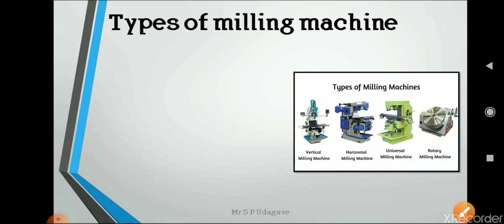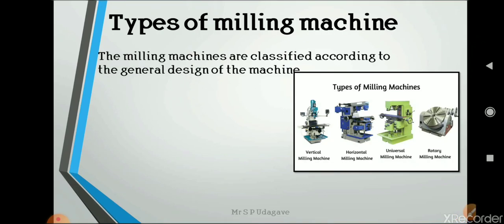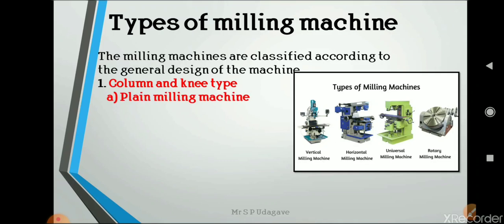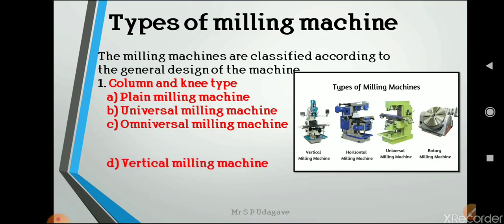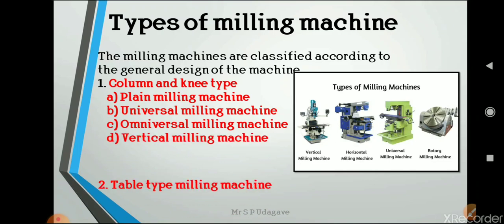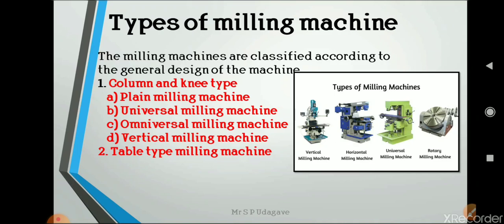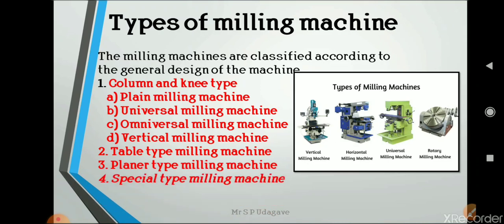So, different types of milling machine. Types of milling machines are classified according to the general design of the machine. The column and knee type, we have already seen the column and knee type and their main parts. The column and knee type is again classified into subgroups: plain milling machine, universal milling machine, omniversal milling machine, and vertical milling machine. Also, milling machines are classified according to table position: table type milling machine, planer type milling machine, and special type milling machines. So we can see those different types of milling machines one by one.